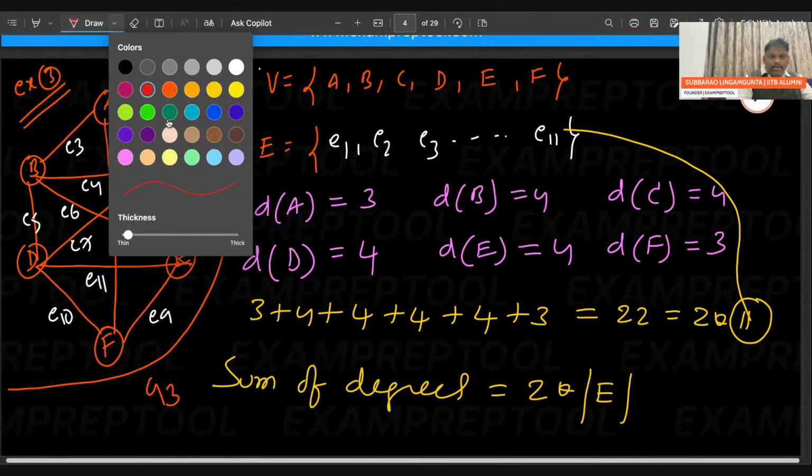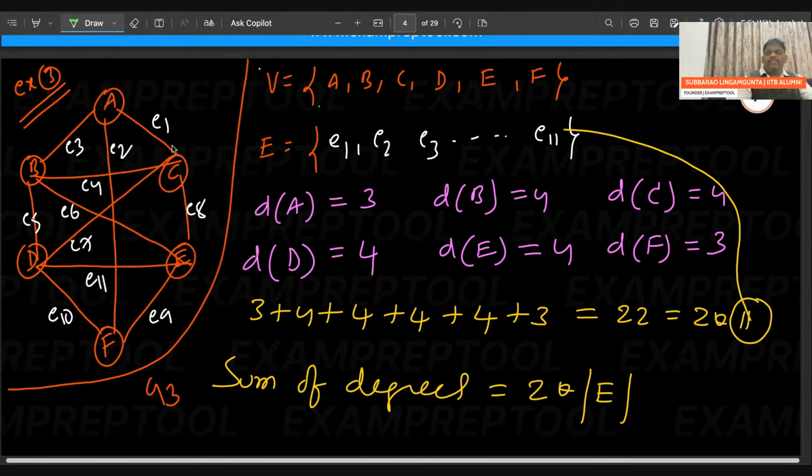Let me use green color. Everyone see, if you observe clearly, the degrees we calculated. The degree of A is odd, and this one is also odd degree, right? So only 2 odd degree vertices are there. Remember, the number of vertices with odd degree is always even.